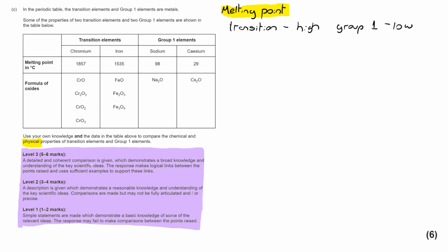So level 3, detailed and coherent comparison is given, demonstrating a broad knowledge, understanding of key scientific ideas, thorough links between points raised, and you are using sufficient examples. Similar to what you can see on the previous one. Level 2, reasonable knowledge and understanding, comparisons made, maybe not articulated fully. Level 1, you're making simple statements, you're showing a basic knowledge, but you're not necessarily making comparisons.